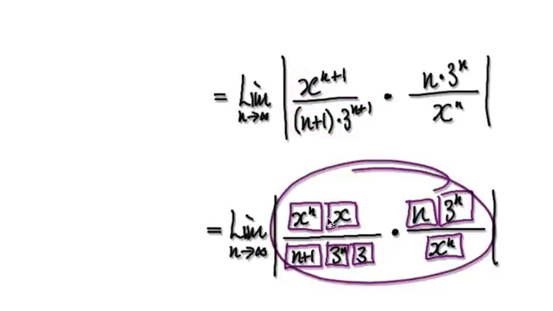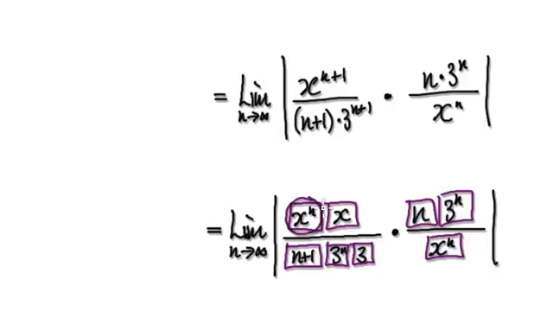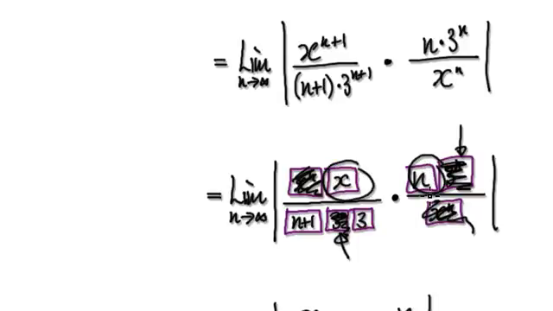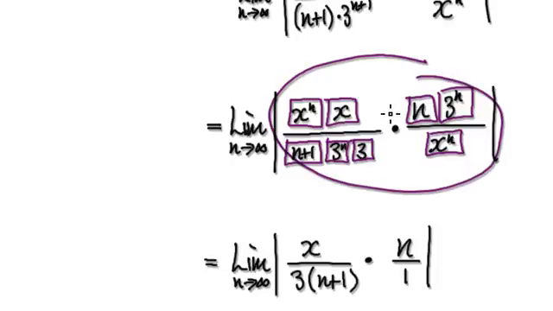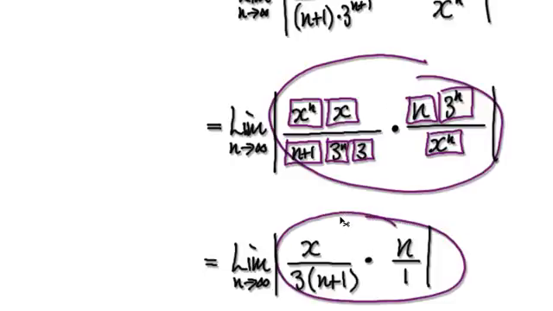Looking at this, you've got n x to the power of n here. So this will cancel out with this, and you've got 3 to the power of n. So these two will cancel each other out, and that's pretty much it. You're left with x^n on top, and at the bottom, you're going to be left with (n+1) times 3. So this whole thing here will then become this.